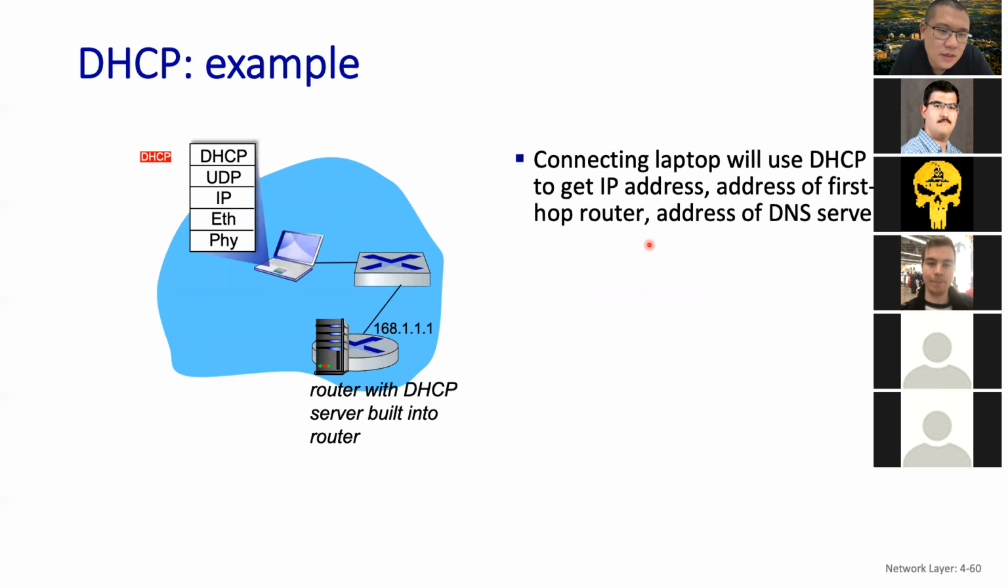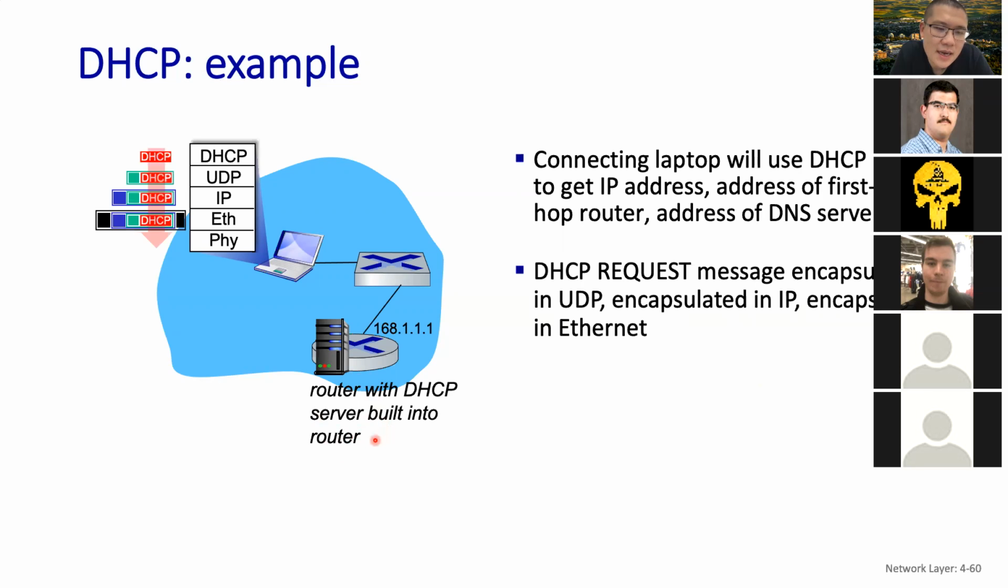Okay, this is a good example animation. So as I mentioned, the router has a DHCP server built into it. Sometimes you build everything into one device, and you can see DHCP here. Okay, here are more details on how you implement DHCP.